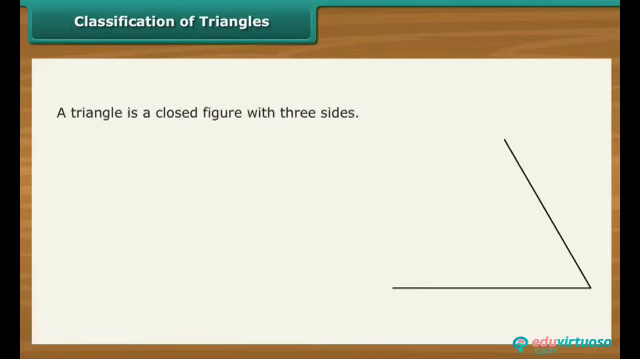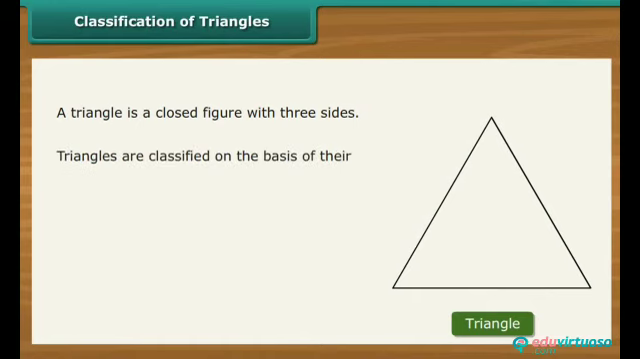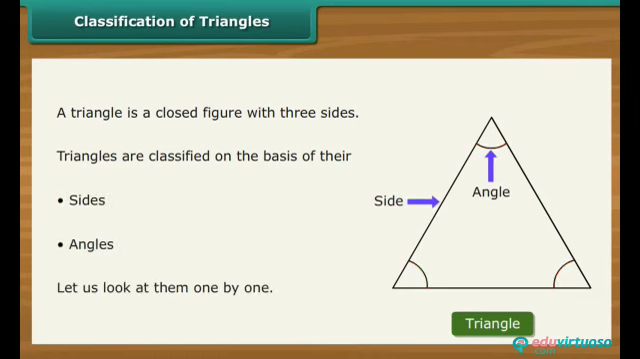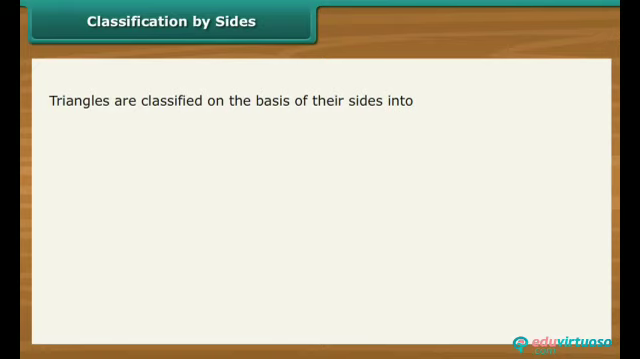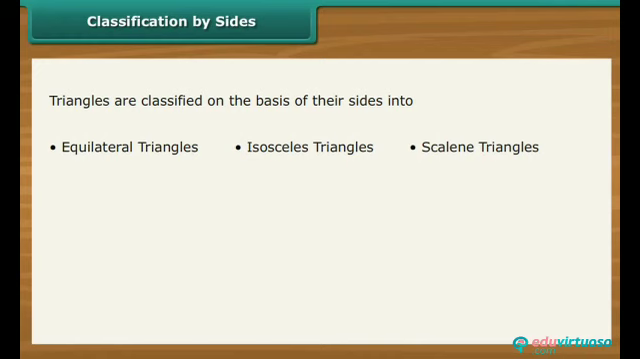Classification of triangles. A triangle is a closed figure with three sides. We can classify all triangles on the basis of their sides and angles. Let us look at them one by one. Classification by sides. Triangles are classified on the basis of their sides into equilateral triangles, isosceles triangles and scalene triangles.